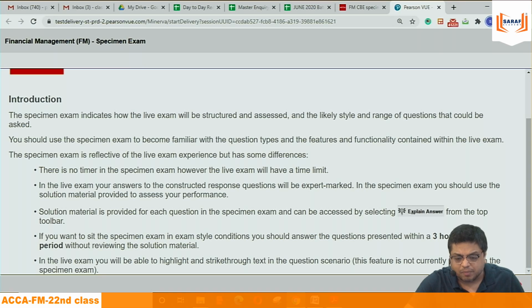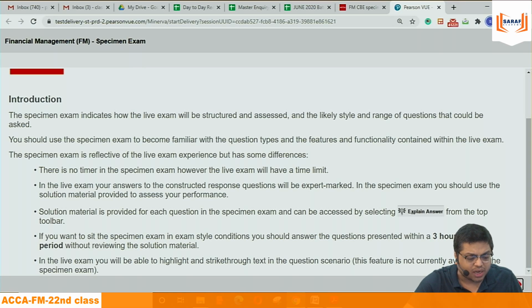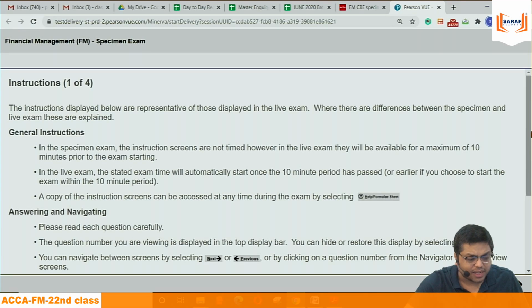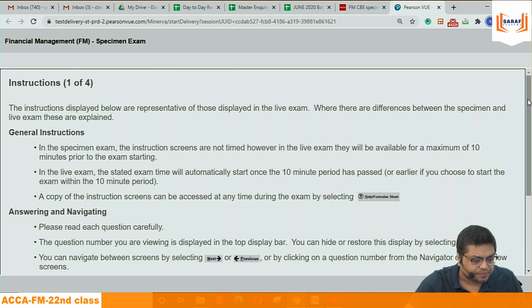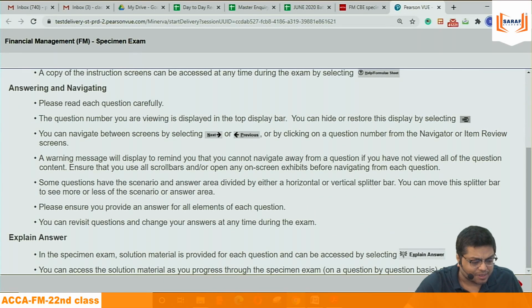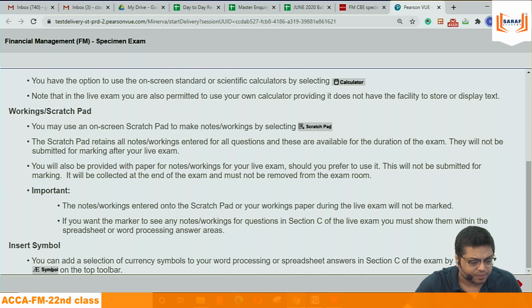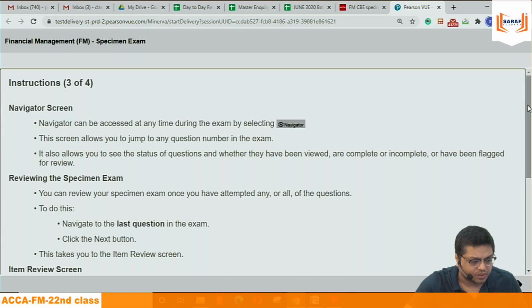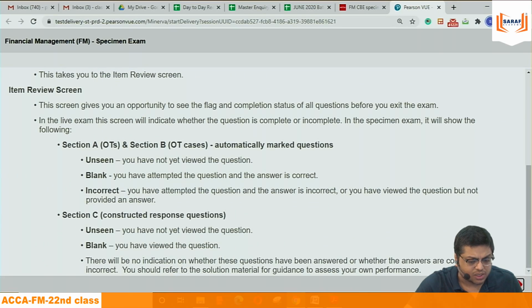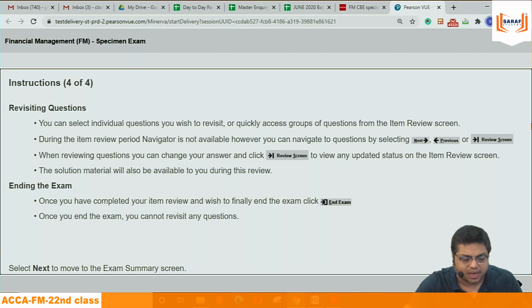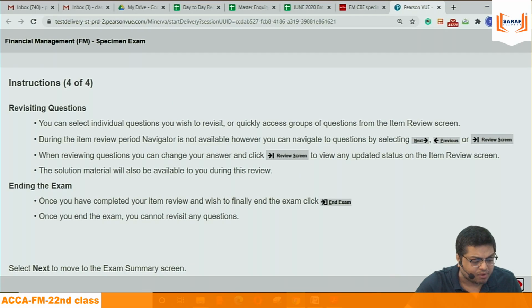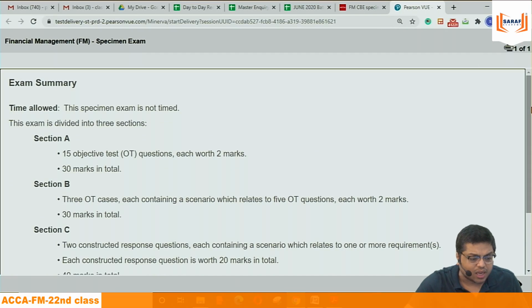We are doing the mock paper the first time. At least one time we should read the instructions, what they are saying. I am skipping all those instructions. All these instructions students should be reading at least once in life, so that you will be able to see what you can do, what functionality will be working, what will not be working.